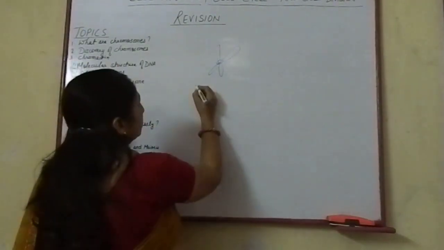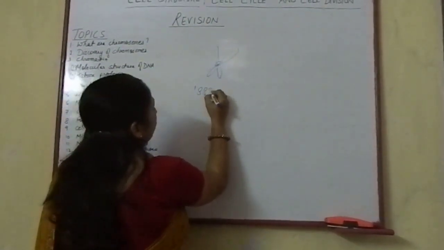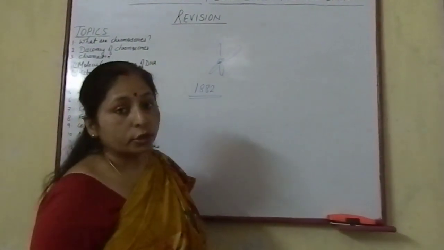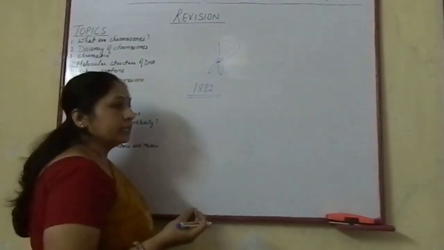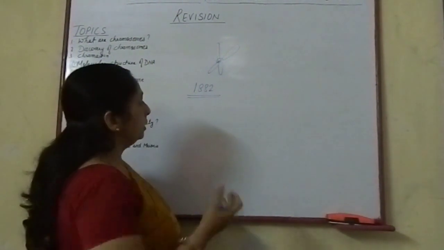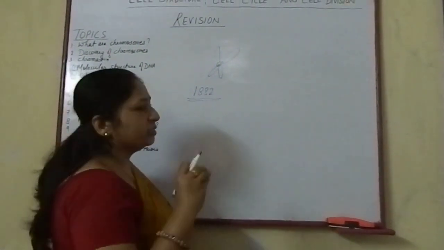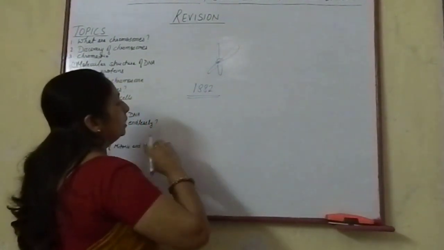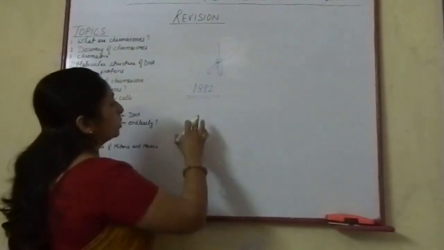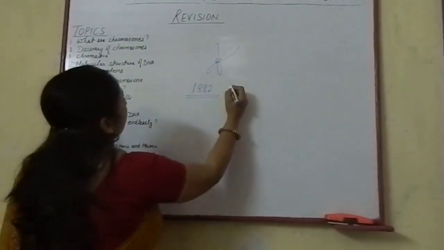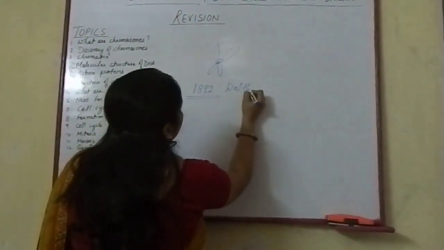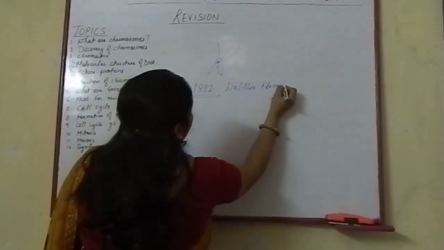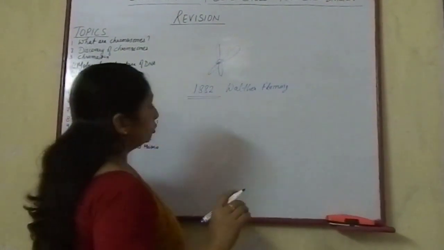Which is the discovery of chromosome? It was discovered by Sir Walter Fleming in 1882. In the dividing cells of the larva of the salamander, he found thin thread-like structures and named it chromatin, which literally means thread. So the name was given by Walter Fleming, a German scientist. This was about the discovery.